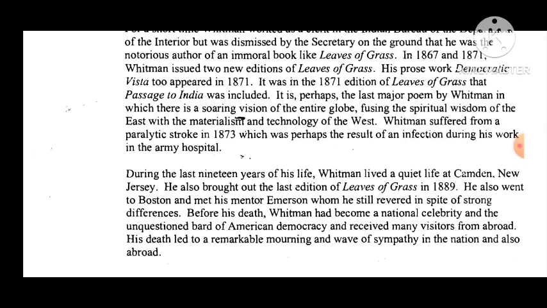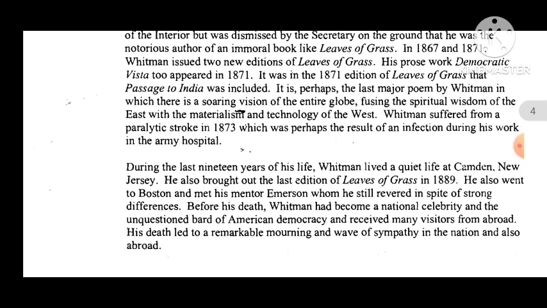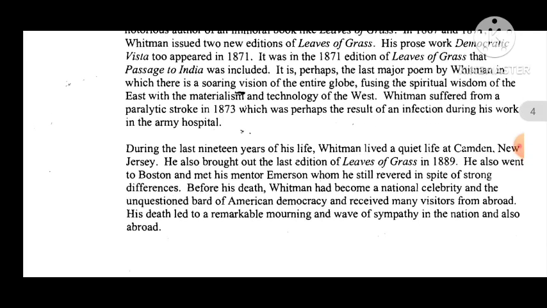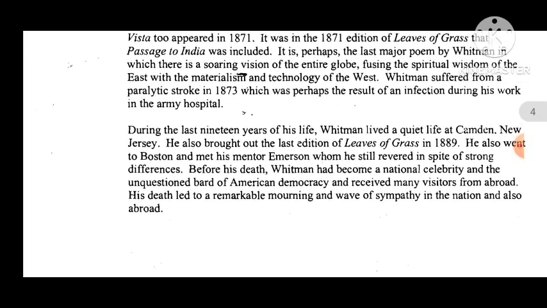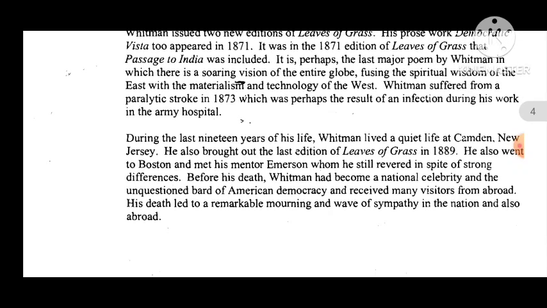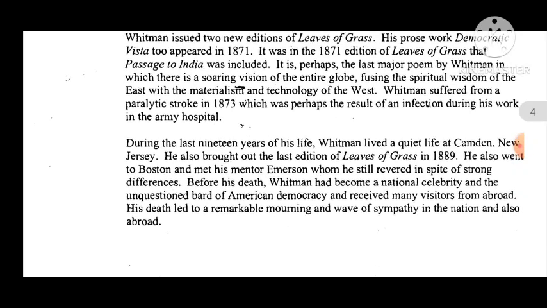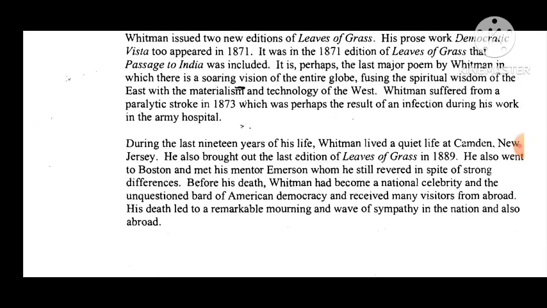It was in the 1871 edition of Leaves of Grass that Passage to India was included. It is perhaps the last major poem by Whitman in which there is a soaring vision of the entire globe, fusing the spiritual wisdom of the East with the materialism and technology of the West.